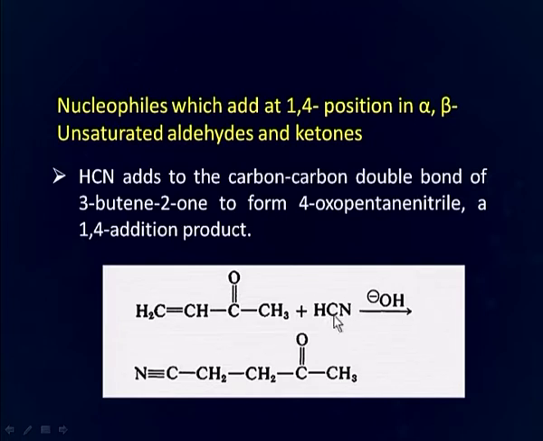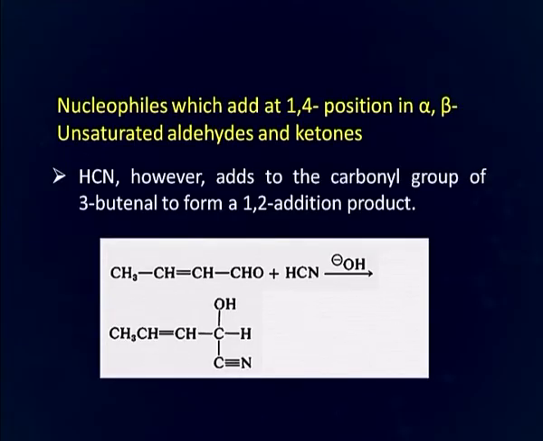When hydrogen cyanide is added to it, then you can see that this cyano nucleophile adds on to this beta carbon here, and hydrogen goes to this alpha carbon, and that is why the product formed is a 1,4 addition product. HCN however adds to carbonyl group of 3-butenol to form 1,2 addition product also. You can see here that if this hydrogen cyanide adds on to this carbonyl group, there is formation of cyanohydrin.